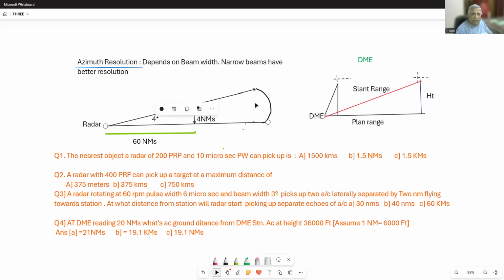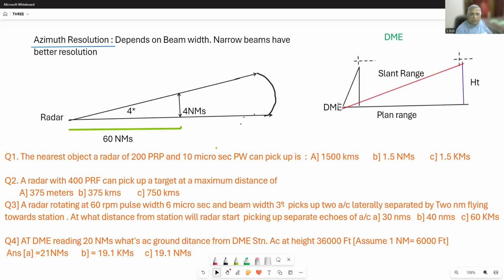Next, there are occasionally questions on the DME, distance measuring equipment. Here the aircraft transmits a signal, the DME replies back, and if the reply time is less, distance is less; reply time is more, distance is more. Half of this total travel distance is the one-way distance, multiplied by speed. Your DME calculates the distance, and the distance which it gives you is called the slant range.